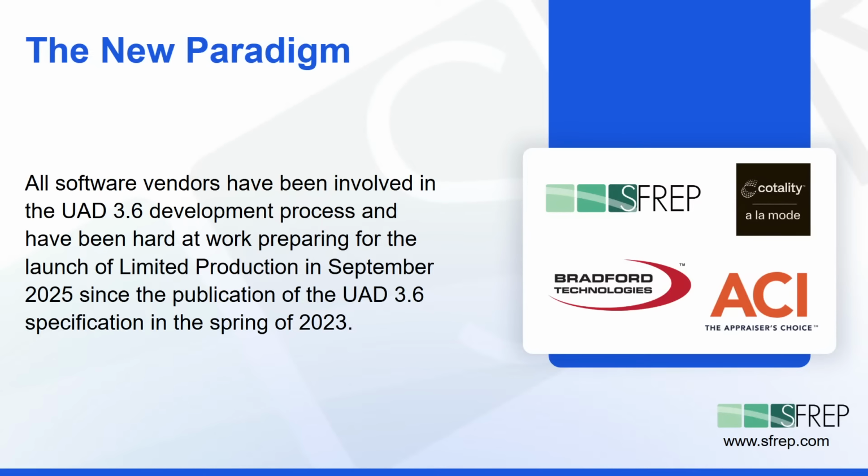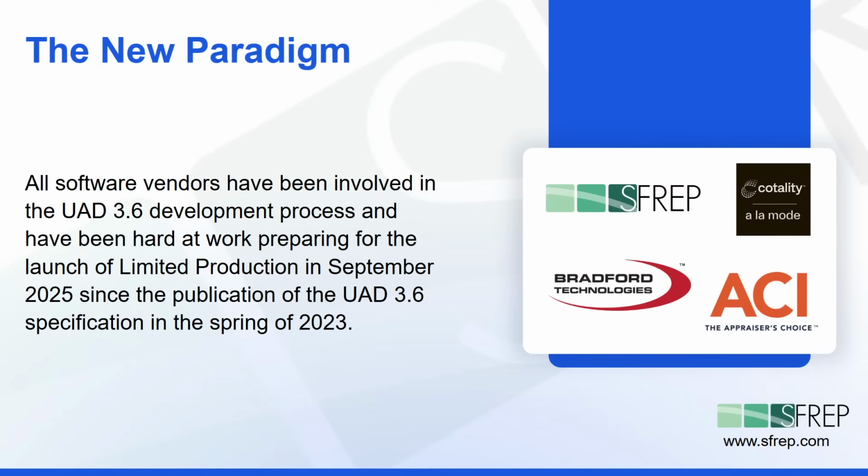So all the software vendors have been involved with the UAD 3.6 development process. That's why we're all friends at this point. We've all been working very hard on it. And the launch of the limited production was back in September. And we've been working with this specification since the spring of 2023. That did not give any of us very much time. We wish we had another year. We asked for another year. They were like, absolutely not.